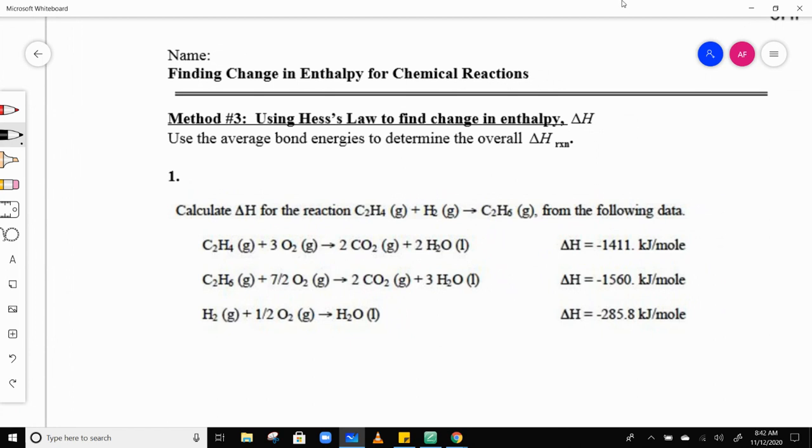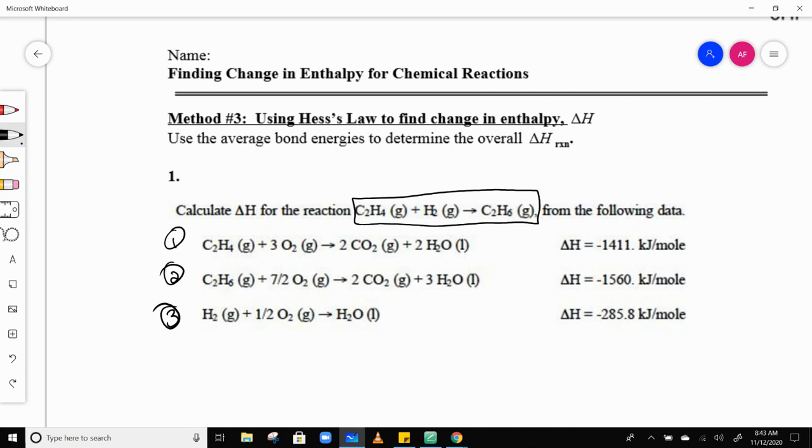Basically what we're going to do is take these three reactions, 1, 2, 3, and combine them so that they make this reaction up here. When we combine the reactions, we combine their delta H's, we just add them together. As long as these three reactions combine to form this reaction, then if we add the delta H's together, that will also give us the delta H for this reaction.